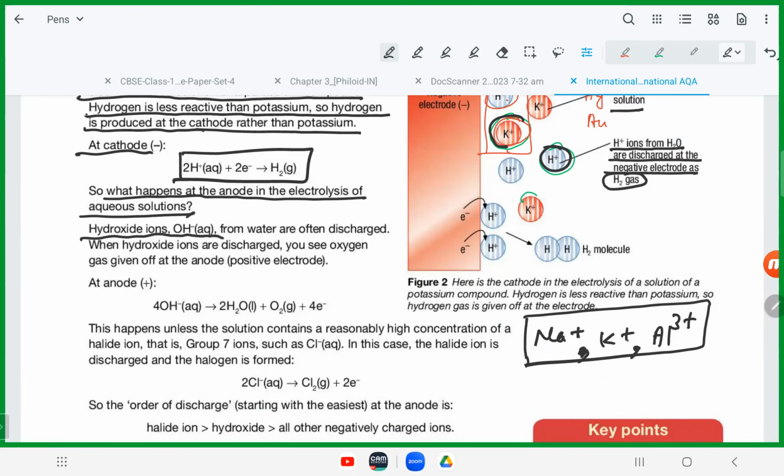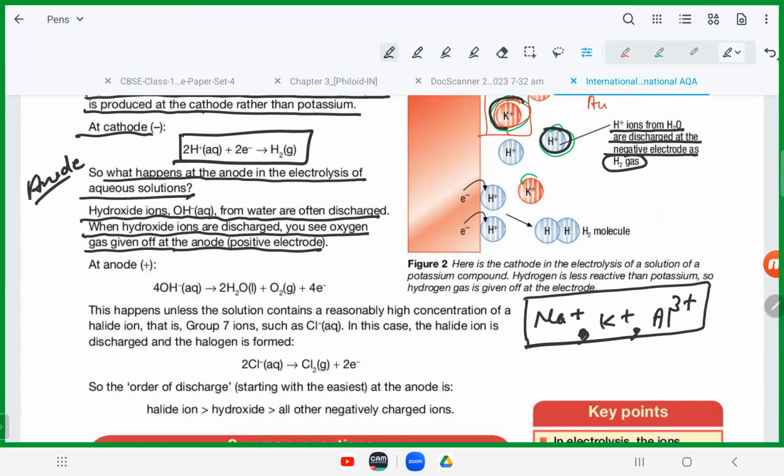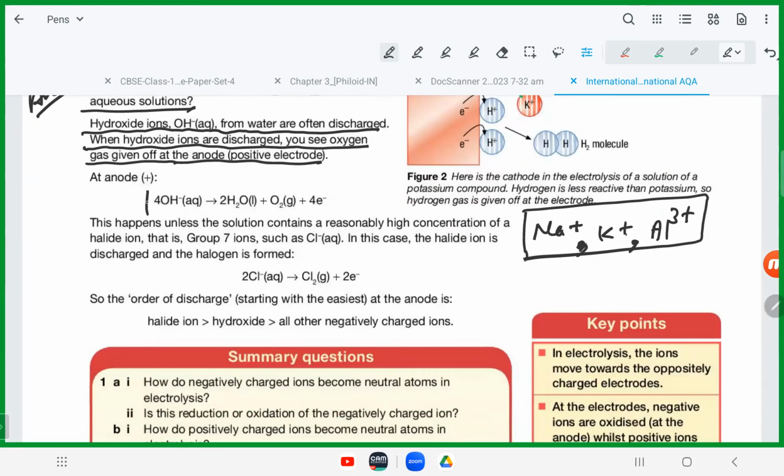So what happens at the anode in the electrolysis of an aqueous solution? Hydroxide ions, OH minus ions from the water, are often discharged. They are talking about the anode now, not the cathode. When hydroxide ions discharge, you see oxygen gas given off at the anode. So 4OH minus forms 2H2O plus O2 plus 4 electrons. Loss of electrons is oxidation, and it takes place at the anode.